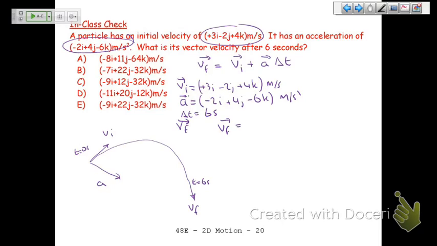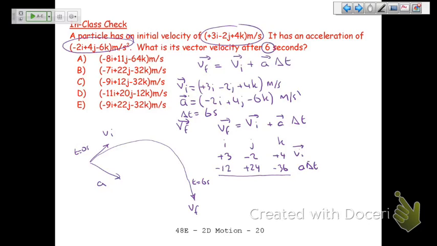So vf is equal to vi plus a delta t. And for these I like to use these little grids. The first thing I want is vi. So I look on here and it's plus 3, minus 2, plus 4. Then I want a delta t. Delta t is 6 seconds. So I multiply a by delta t: minus 2 times 6 is minus 12, 4 times 6 is 24, minus 6 times 6 is minus 36.